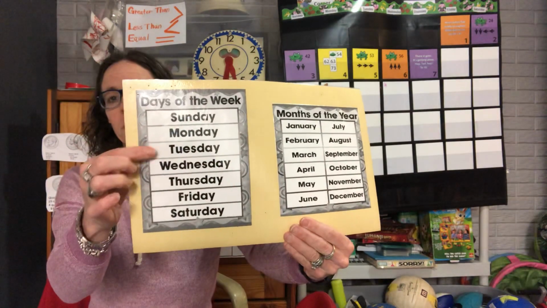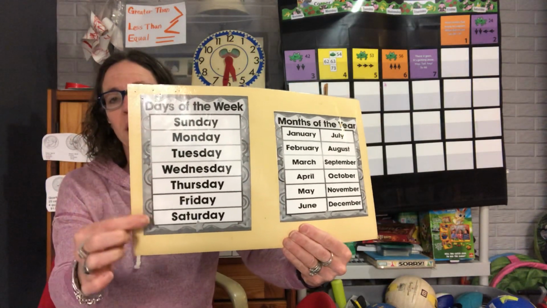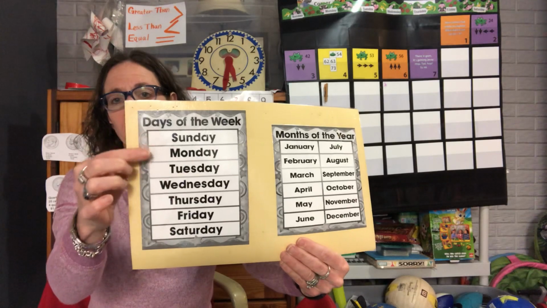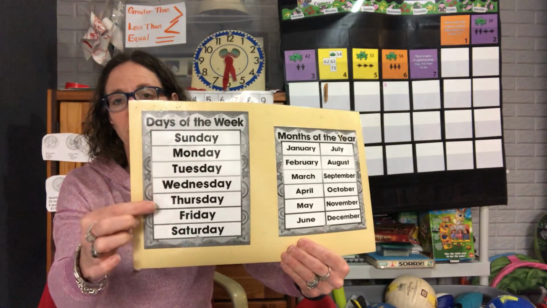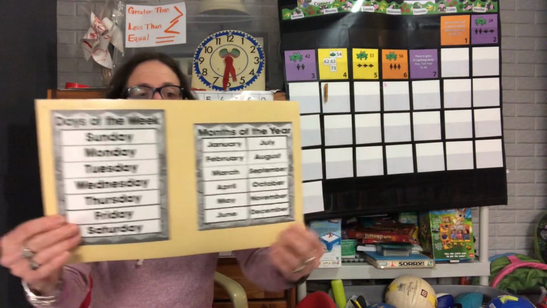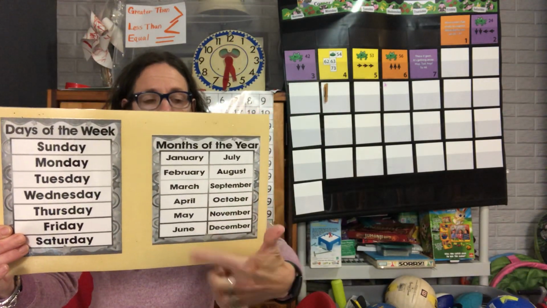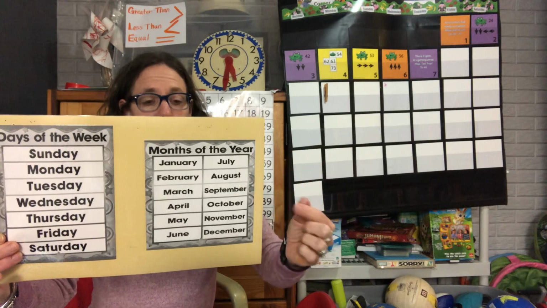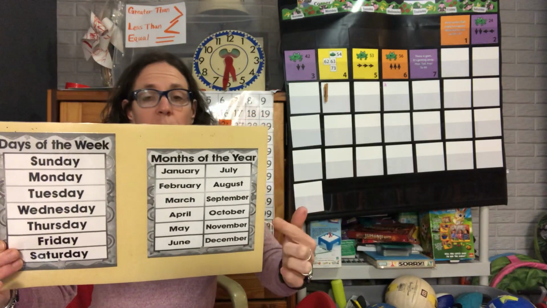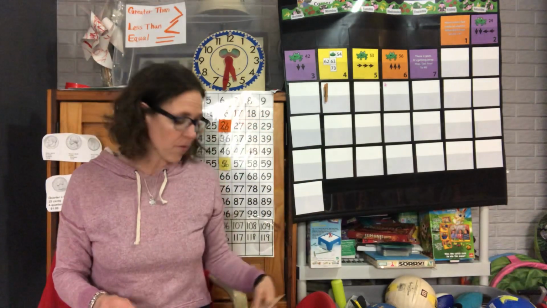Sunday, Monday, Tuesday, Wednesday, Thursday, Friday, Saturday. January, February, March, April, May, June, July, August, September, October, November, December, 12 months in a year.